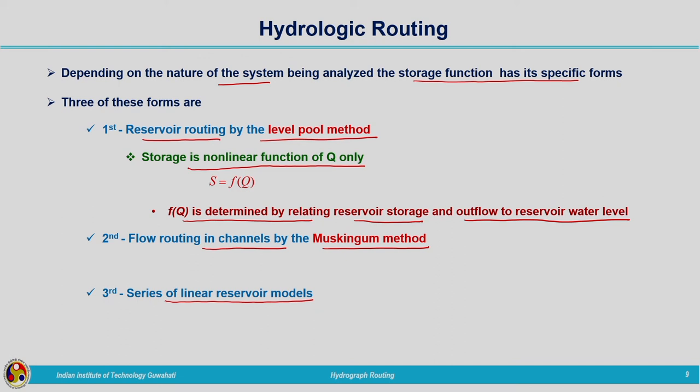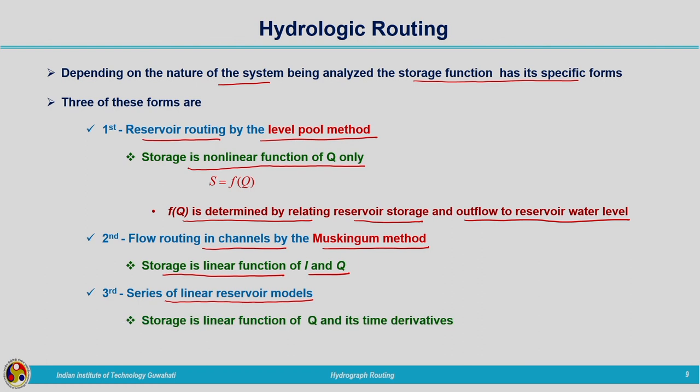Next one is the case with channel routing. This is hydrologic routing. One example of hydrologic routing is Muskingum method that we will discuss during the time of flow routing in channels. In this case, storage is a linear function of I and Q. And in the third case, that is in the case of channel considered as consisting of series of linear reservoirs, then the storage is a linear function of Q and its derivatives.